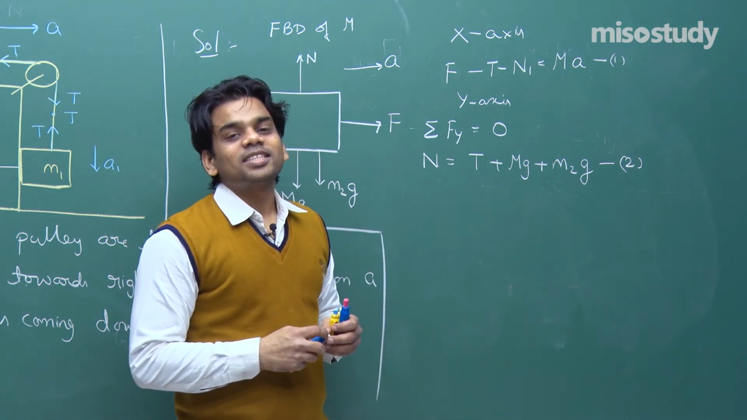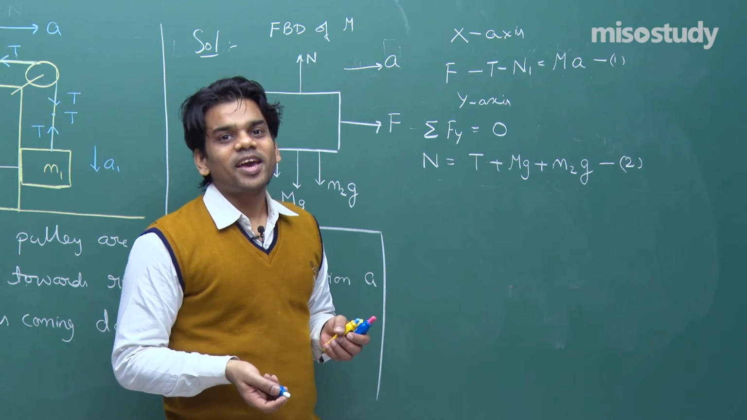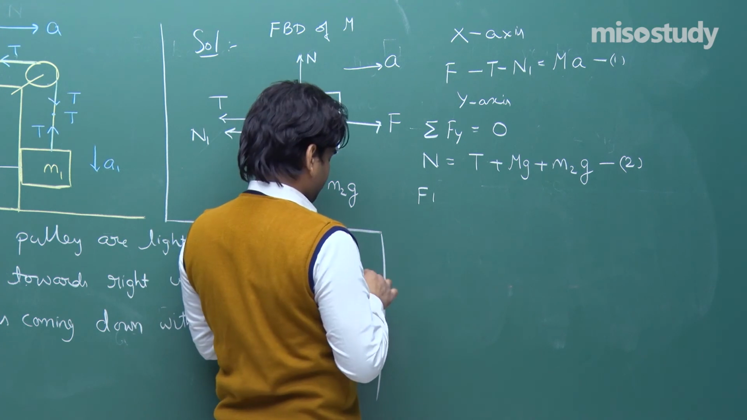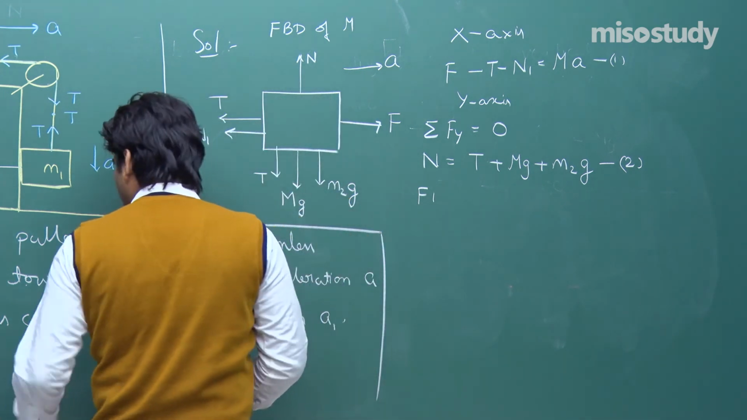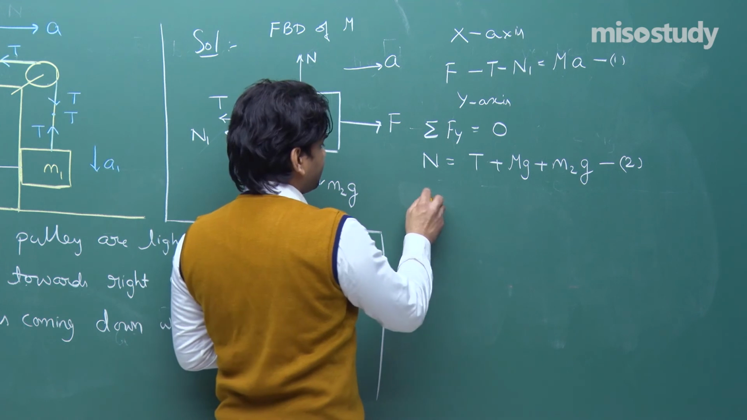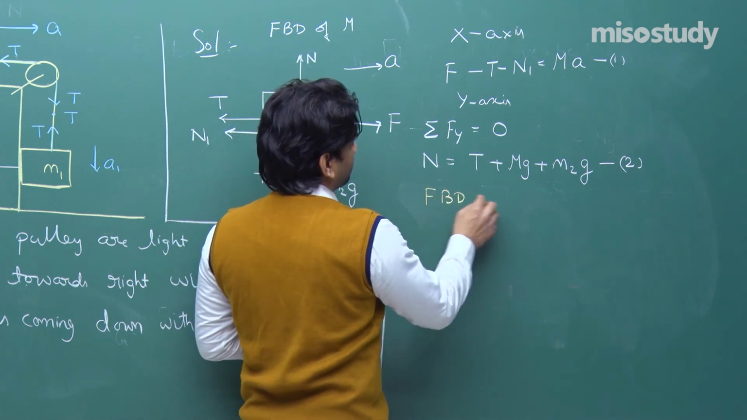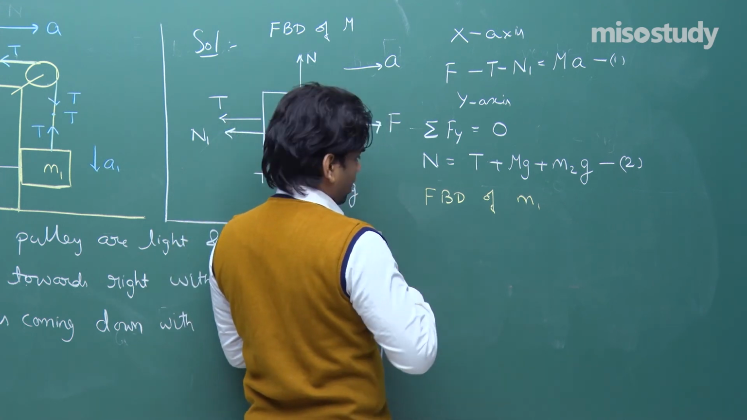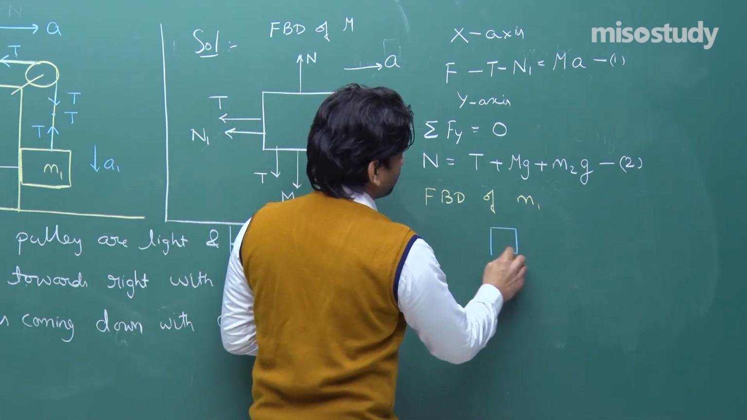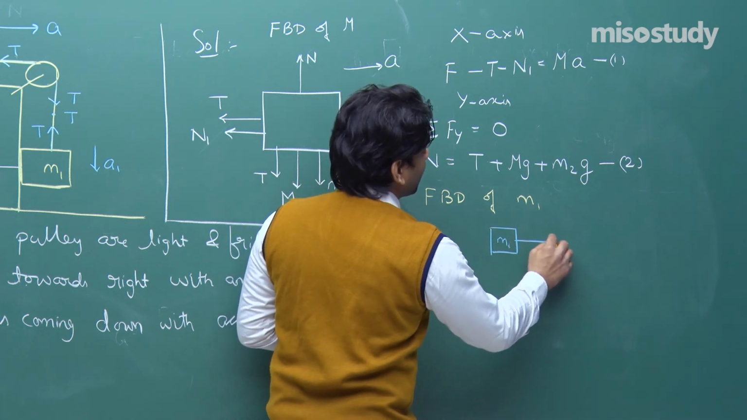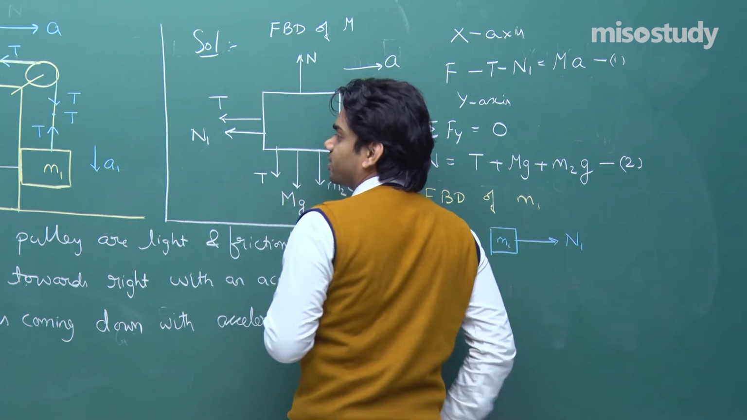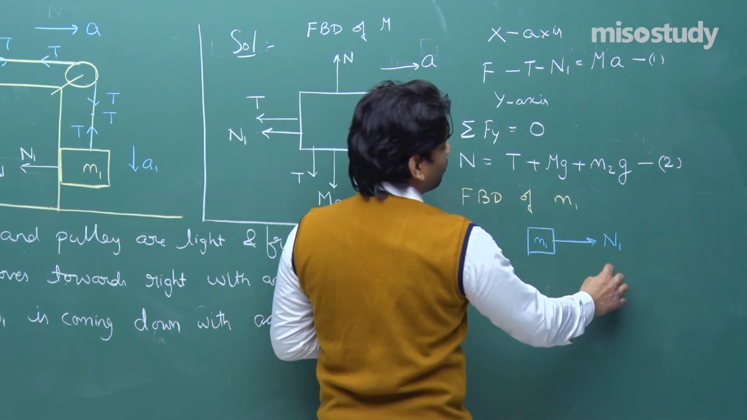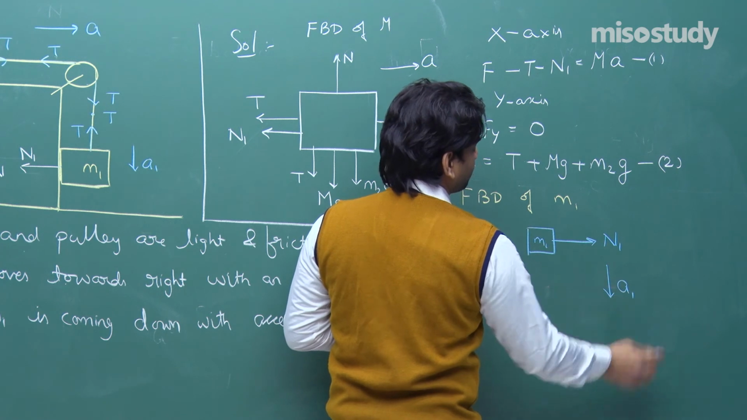Now after this, let us change the system. Let's make M1 the system. So because we are doing something new, I am marking this as FBD of M1. So M1, if you draw, M1 will be something like this. You may draw in this way. M1, the forces acting, the normal reaction, will be same as N1, which we have marked here. So N1 will be acting towards right, and it is coming down with an acceleration of A1.